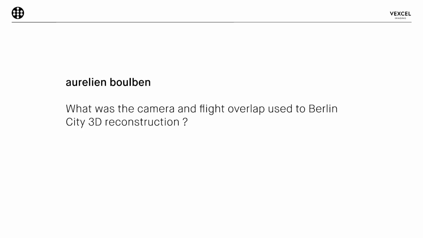Good. On the Berlin project, what was the flight configuration, the overlap in percentage? Yeah, so this was done with the new UCO 4.1, our new oblique camera, and the ground sampling distance was 7.5 to 8 centimeters. It was not exactly the same for all flight lines due to ATC restrictions. For some lines there was even a little bit more deviation, but on average it was 8 centimeters, and we had an overlap of 80% forward and 60% sideward.